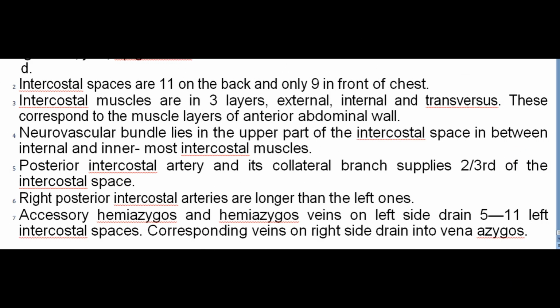Clinical points. 1. Intercostal spaces are 11 on the back and only 9 in front of chest. 2. Intercostal muscles are in 3 layers: external, internal and transversus. These correspond to the muscle layers of anterior abdominal wall. 3. The neurovascular bundle lies in the upper part of the intercostal space in between internal and innermost intercostal muscles. 4. Posterior intercostal artery and its collateral branch supplies 2/3 of the intercostal space. 5. Right posterior intercostal arteries are longer than the left ones. 6. Accessory hemiazygos and hemiazygos veins on left side drain 5-11 left intercostal spaces. Corresponding veins on right side drain into vena azygos.